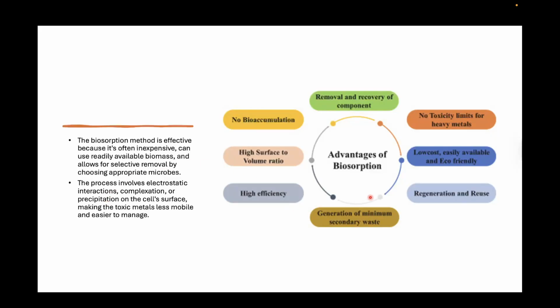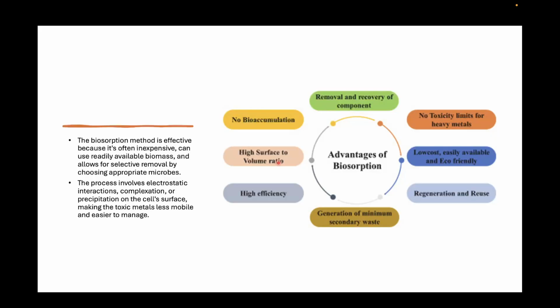And there are several other advantages that biosorption offers: no bioaccumulation, removal and recovery of the component, no toxicity limits for heavy metals, low cost and easily available, which is also eco-friendly. These metals can be regenerated and reused because there is no change in the chemical composition of the metal. Generation of minimum secondary waste and high efficiency, high surface area to volume ratio. These are some of the advantages of biosorption, which makes it the simplest and most affordable technique for ridding the environment of toxic heavy metals.